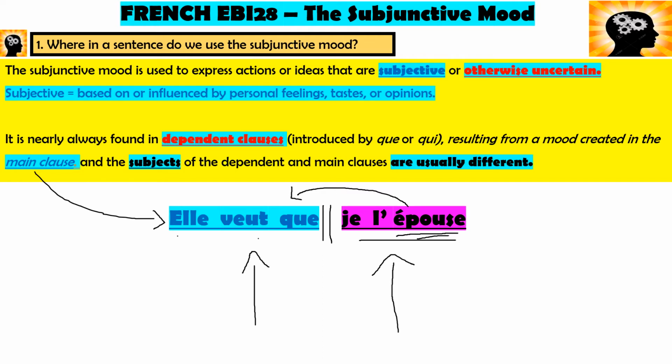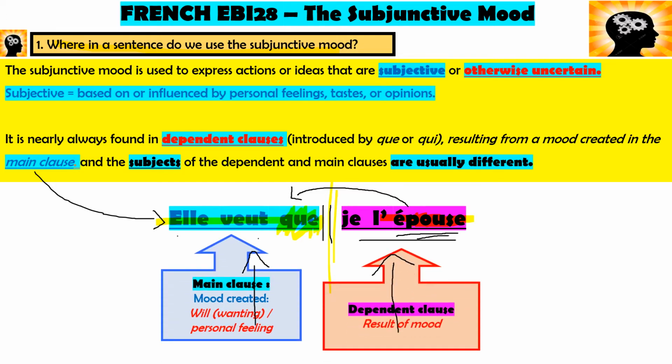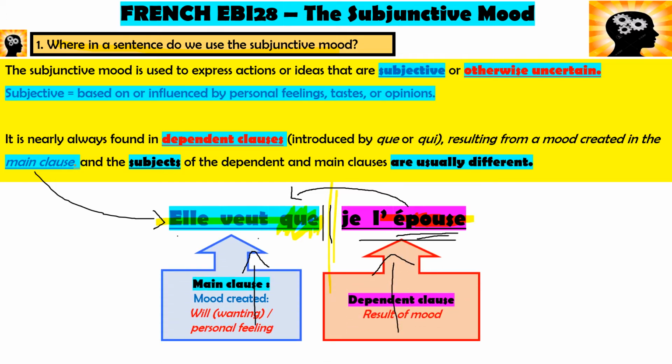So let's go back to our question and let's simplify it, yeah? Where in a sentence do we use the subjunctive mood? In the dependent clause. The main clause, we create an emotion. In the dependent clause, we've got the subjunctive. In layman's terms, the simplest way, after the que. Yeah, after the que, which introduces our dependent clause, is where you find it. There we go. Exactly what I said.